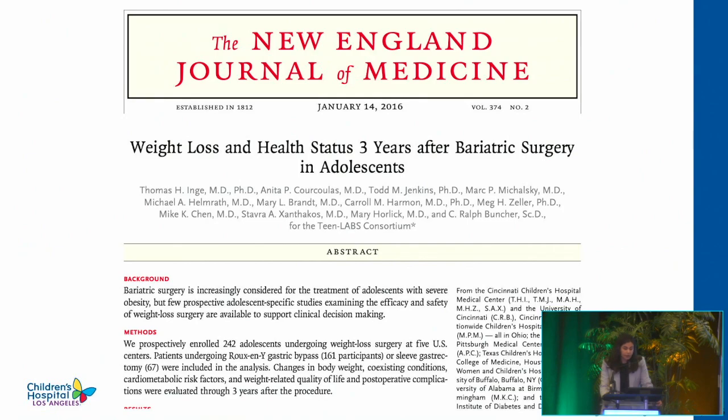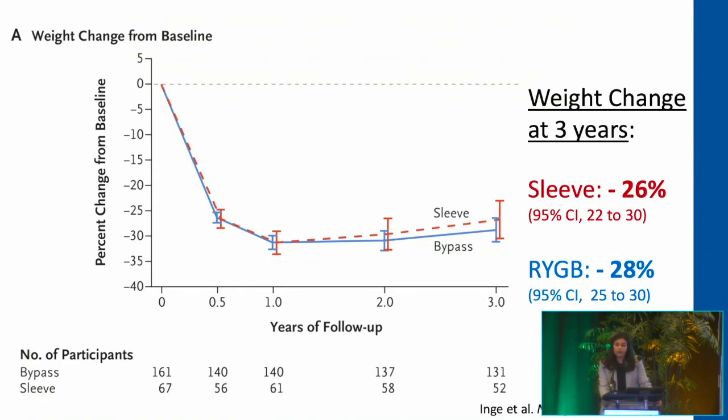So the first paper that I'd like to mention comes from the New England Journal of Medicine in 2016, and it looked at weight loss and remission of comorbidities in adolescents 3 years after they had bariatric surgery. What they found was that the weight change after 3 years was between 26 and 28%, which is on par with what we usually see, between 25 and 30%. The other thing to note is that the weight loss between the sleeve and the Roux-en-Y gastric bypass was actually quite similar. You may notice, though, that the number of participants in this study favored the Roux-en-Y gastric bypass, and that reflected the practice of the time, in the earlier 2000s, to perform more Roux-en-Y gastric bypasses over the sleeve gastrectomy.